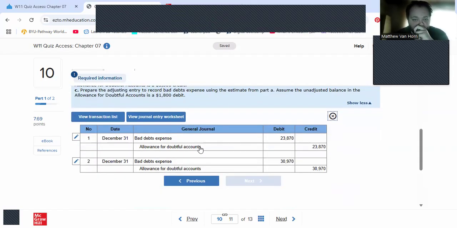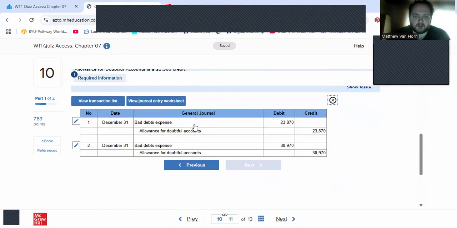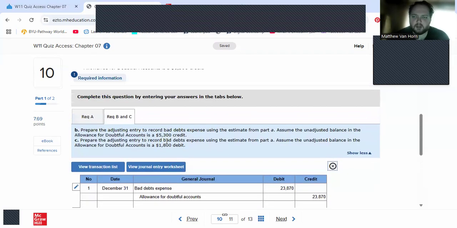Because allowance for doubtful accounts is a contra asset account, that's going to be put under credit. And of course, bad debts expense is going to be a debit. Okay, cool. So the next part, same thing really, only this time we're adding instead of subtracting.